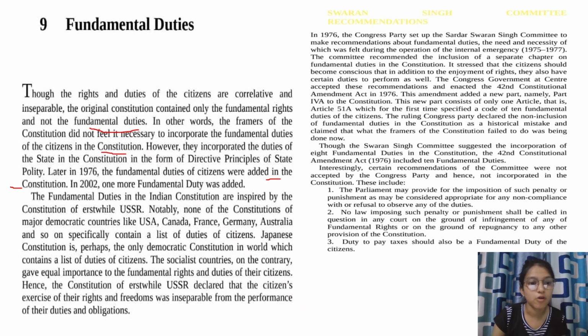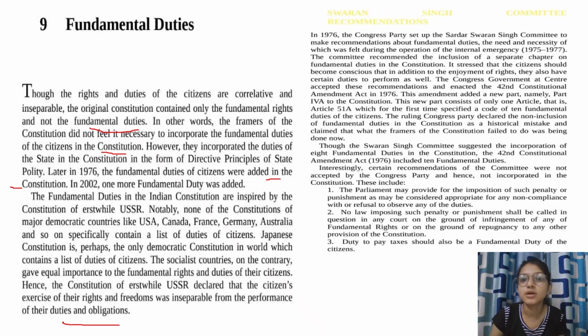The socialist countries, on the contrary, gave equal importance to the fundamental rights and duties of their citizens. It's only the USSR countries that gave equal importance to both rights and duties. Hence, the Constitution of erstwhile USSR declared that the citizens' exercise of the rights and freedom was inseparable from the performance of the duties and obligations. In other words, if you have certain rights, you have certain duties as well. You cannot enjoy only your rights by excluding the duties.